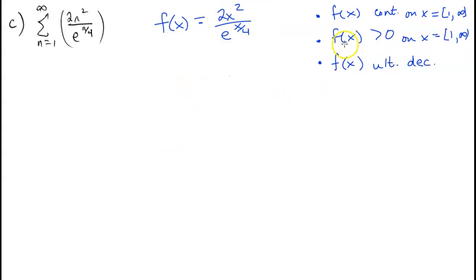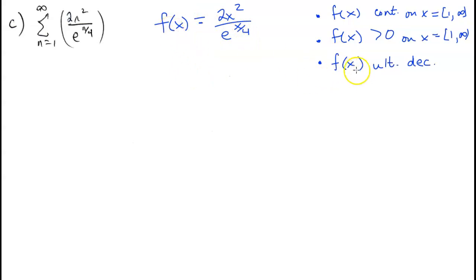As far as f of x being positive, or having all positive y values, we know that 2x squared, if we were to graph that for values from 1 to infinity, would have all positive values. And by definition, an exponential function must always have y values greater than 0. So, of course, this quotient is going to have all positive values as well.